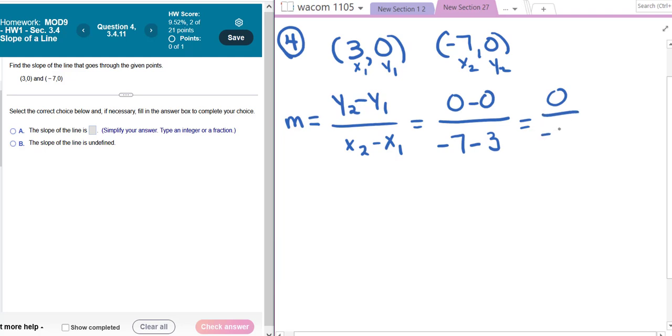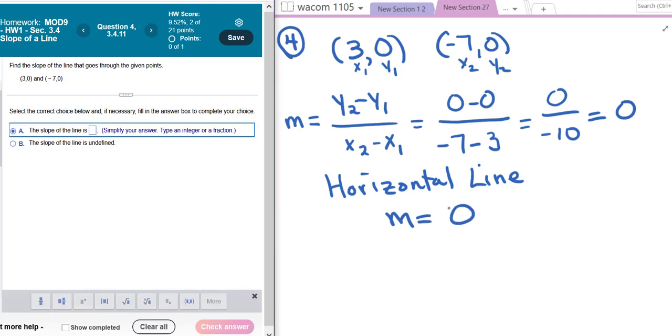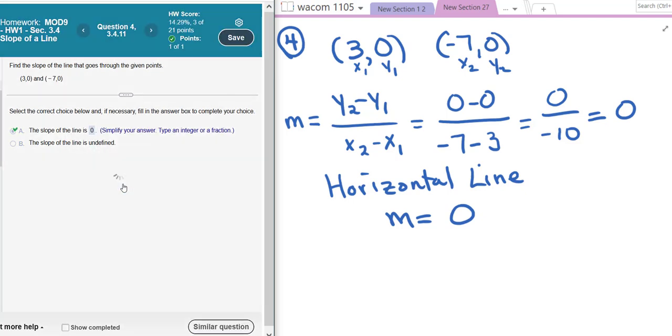So we get 0 over -10. 0 is the slope of a horizontal line. So when you have the same coordinates of 0 here, this gives us a horizontal line. Actually, it could be any of the same coordinates here, would be a horizontal line. So horizontal line always has slope equals 0. Good, and we will do number 5.